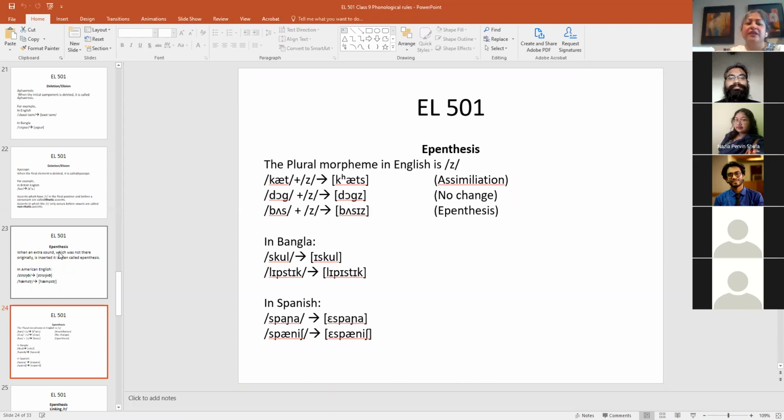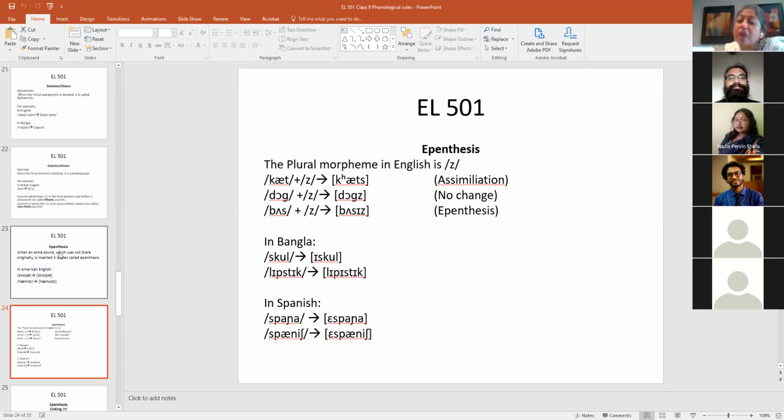In Spanish, you have the same thing. "Spain" becomes "España," and hence when they say the word "Spanish," they say "eSpanish." They insert an E before the word. So this is epenthesis. Epenthesis is basically inserting a sound that was not there in the original spelling or the original pronunciation. It can be in between, it can be in the initial position, it can be at the final position. Any position does not matter, as long as you insert a sound that was not originally there. Okay, that is epenthesis.